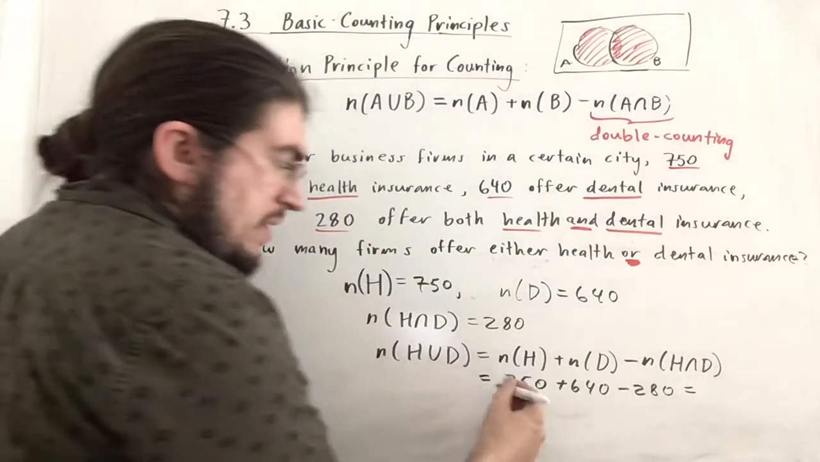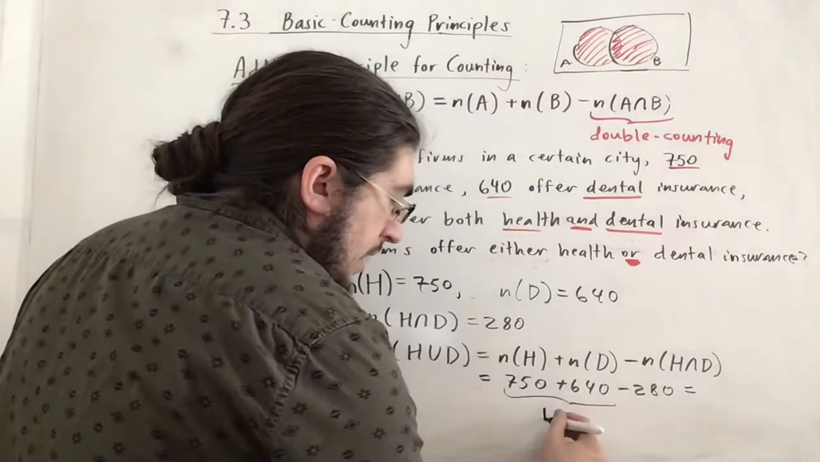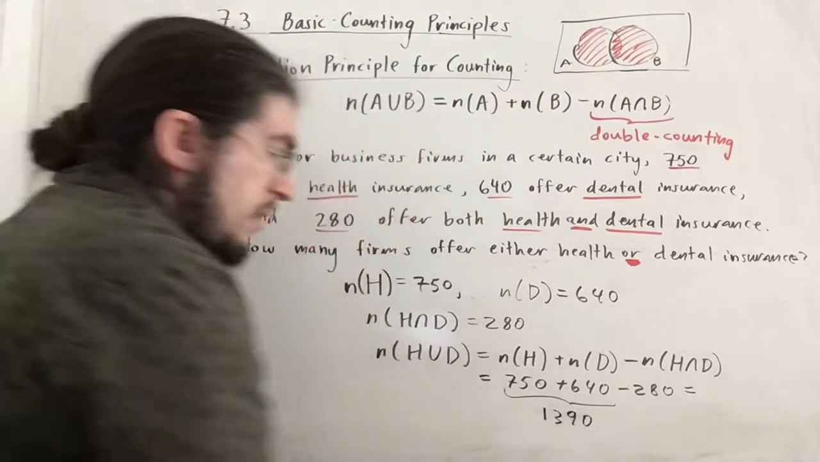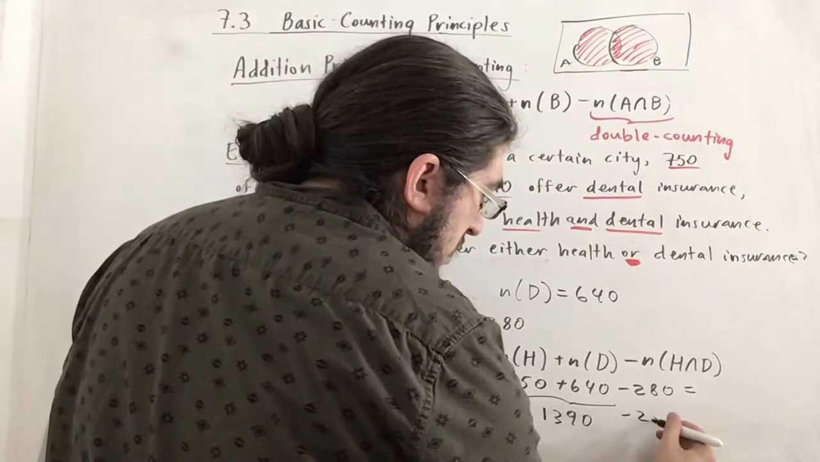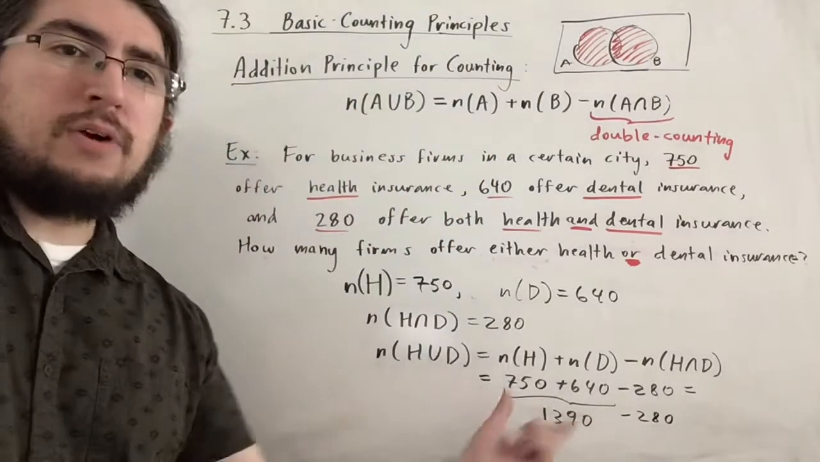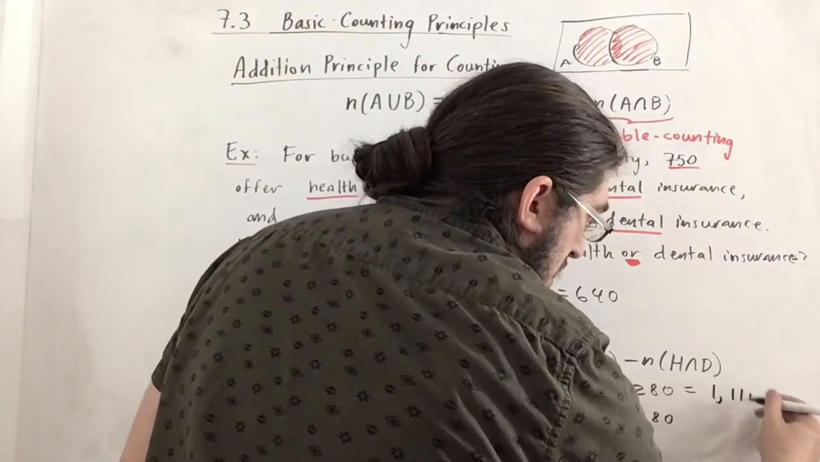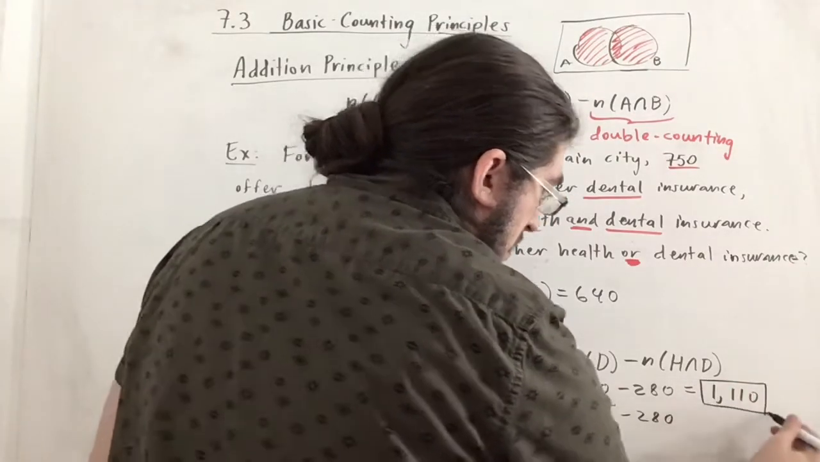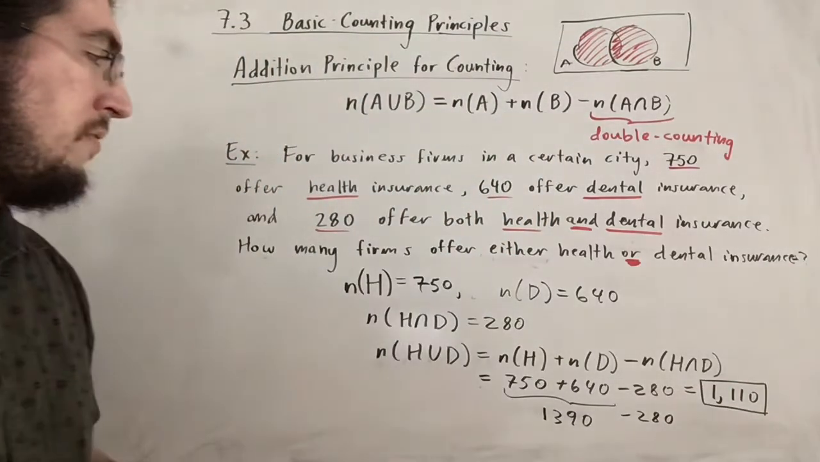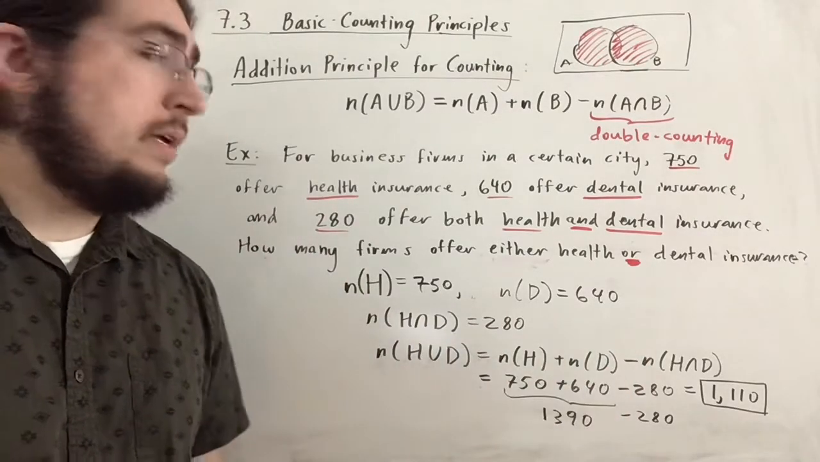So I'm getting that 75 plus 64 is 139. So these add to 139 with a 0 at the end. And then finally subtracting 28 with a 0 at the end. Well, notice 139 minus 28 is 111, so this is just 1,110 as it turns out. So the number of firms that offer either health or dental or both is this amount.